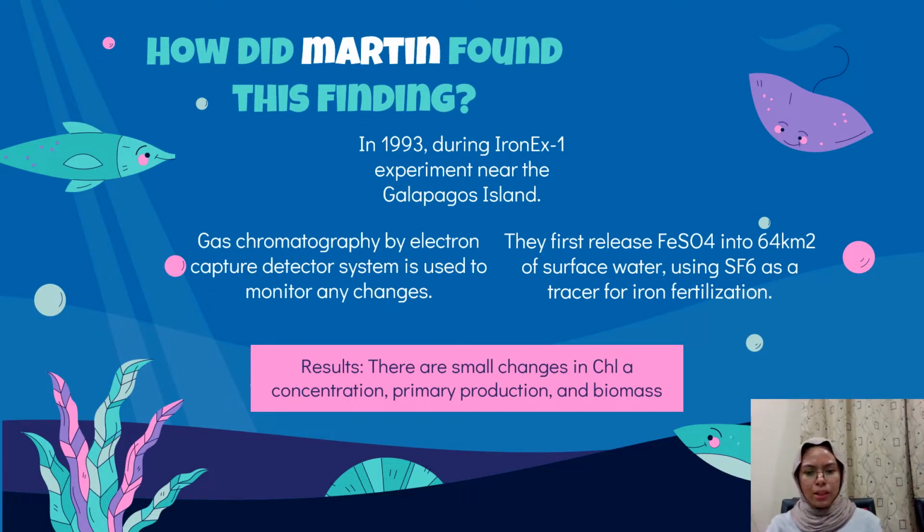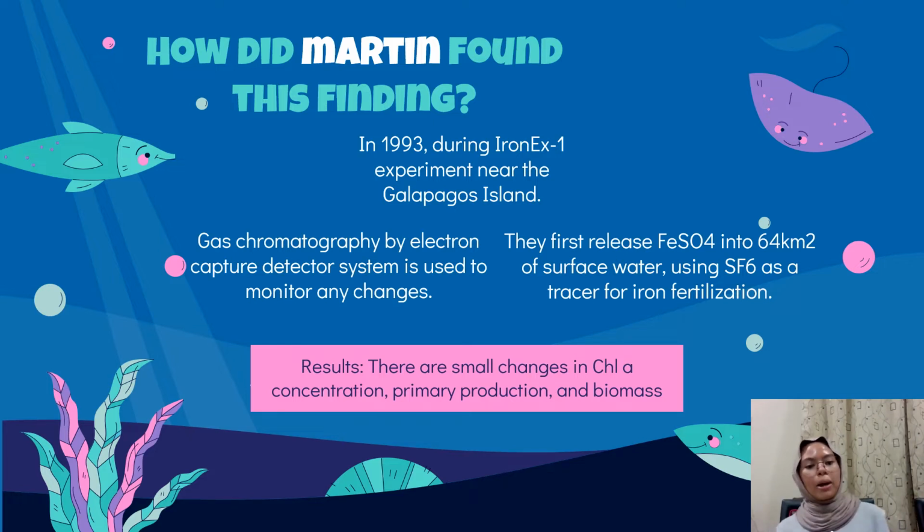Okay, how did Martin find this finding? In 1993, during the IronEx 1 experiment, near the Galapagos area, they first released iron sulfate into 64 square kilometers of surface water. They used SF6 as a tracer for iron fertilization.